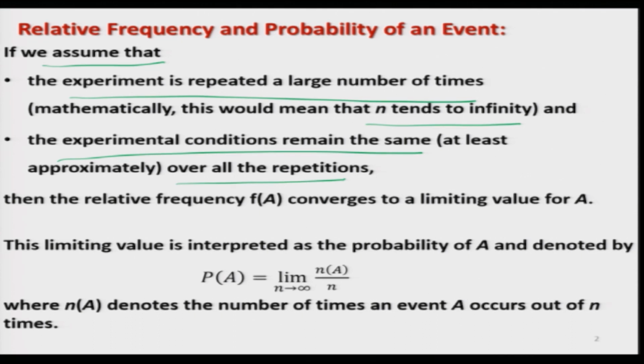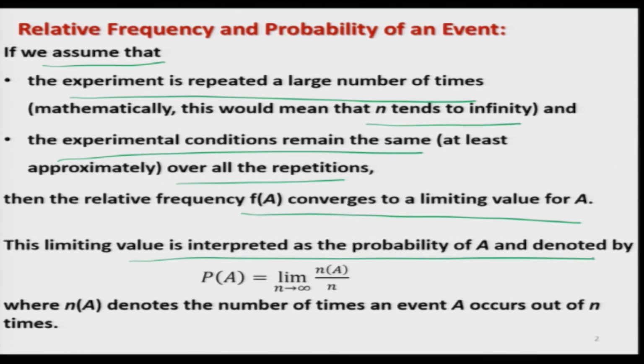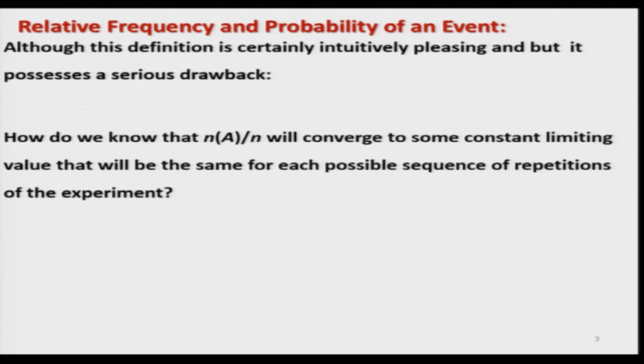And then we say that the relative frequency f_a converges to a limiting value for a, and this limiting value is interpreted as the probability of a, and it is indicated by this notation: probability of a is equal to the limit as n tends to infinity of n_a upon n, where n_a is the number of times an event a occurs out of n repetitions. So, this is what we have done in the earlier lectures. Now, I will try to move further.